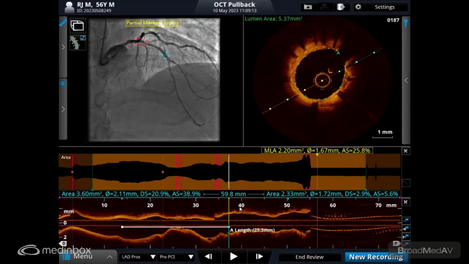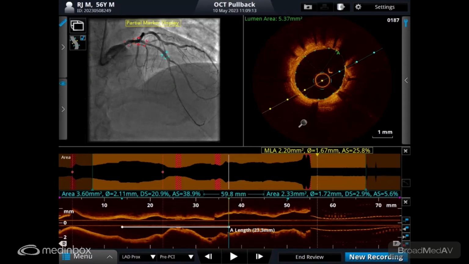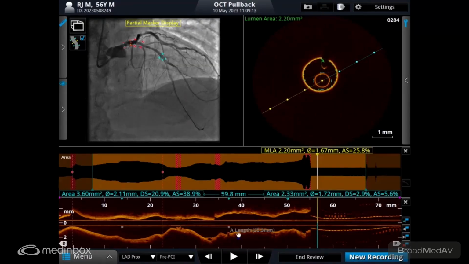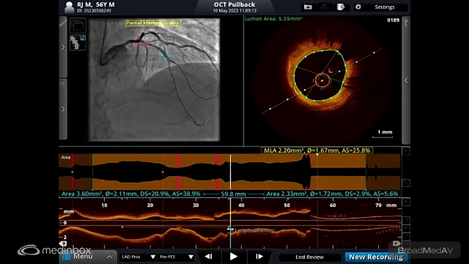So it's about 24. So what we'll do is we pre-dilate it with a 2.5, isn't it? Correct. So let's do a 3.0 in the middle part where the lesion is still underdone, the lesion, and then deploy a 3.0/26 stent on it. So give me a 3.0 balloon first.